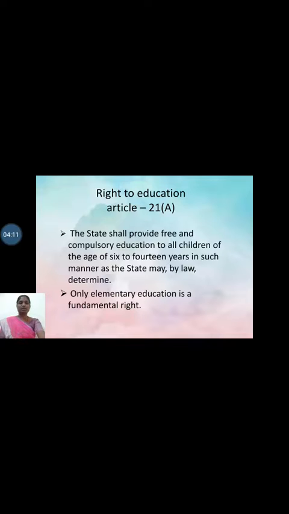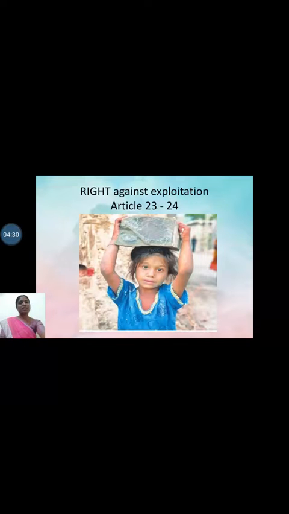That is the fundamental right. That is also free and compulsory. It is the latest addition to the fundamental rights. Yes, this was implemented by the 86th Amendment. Okay, according to this act, it is the fundamental right of all children of age 6 to 14 to get free and compulsory education. The next one, right against exploitation.